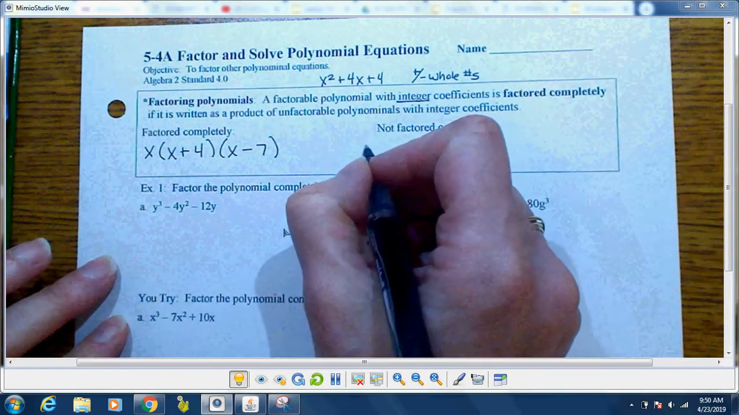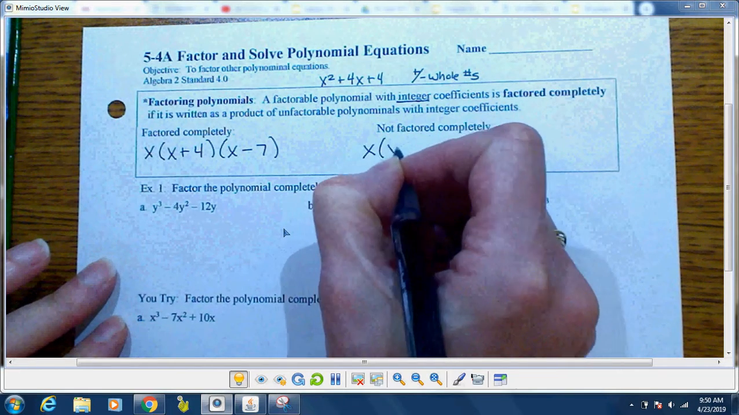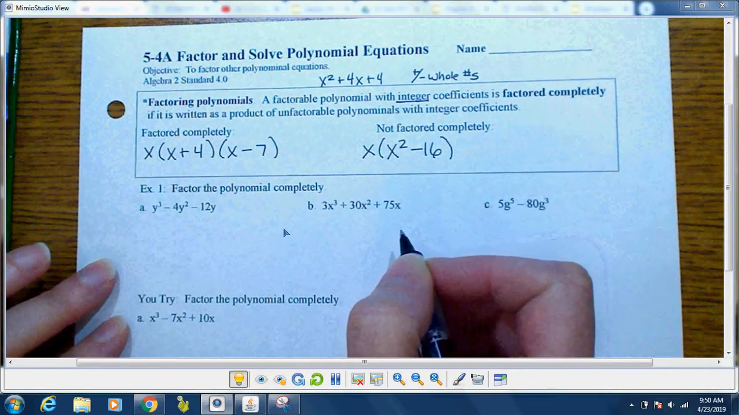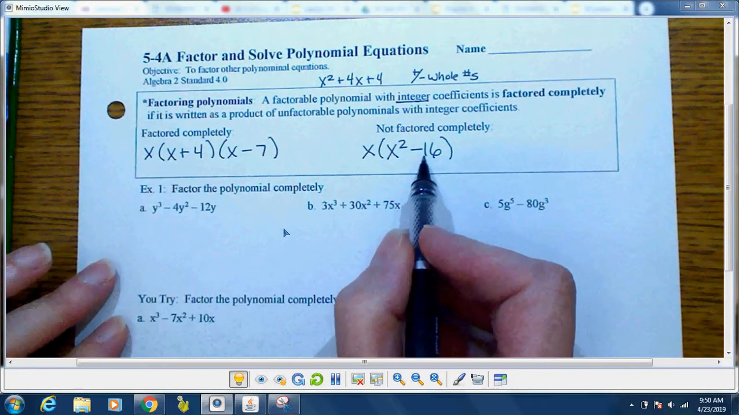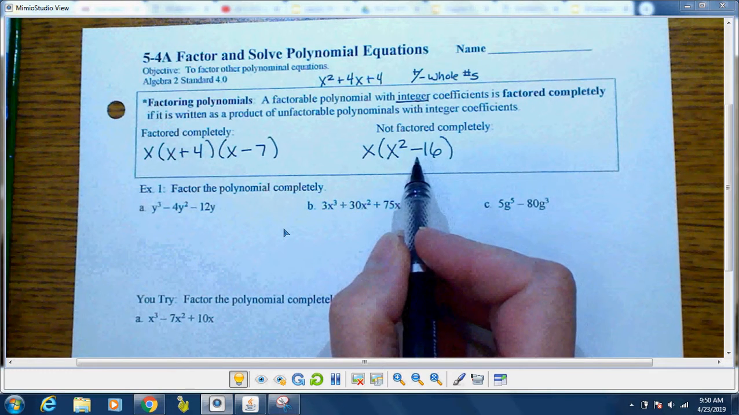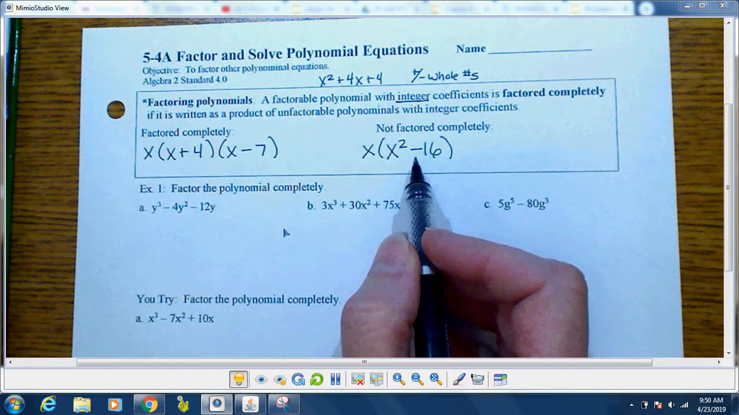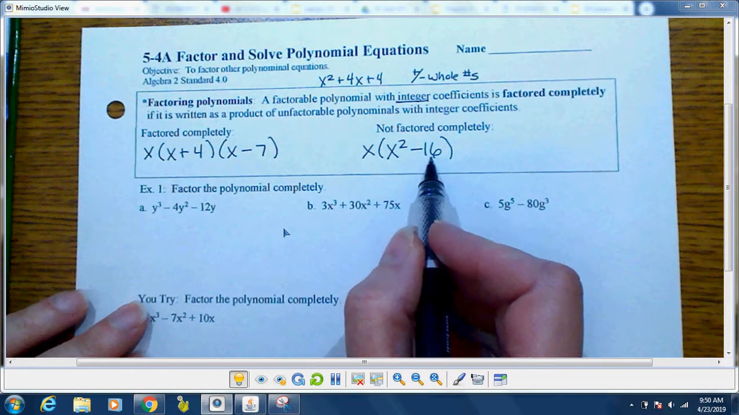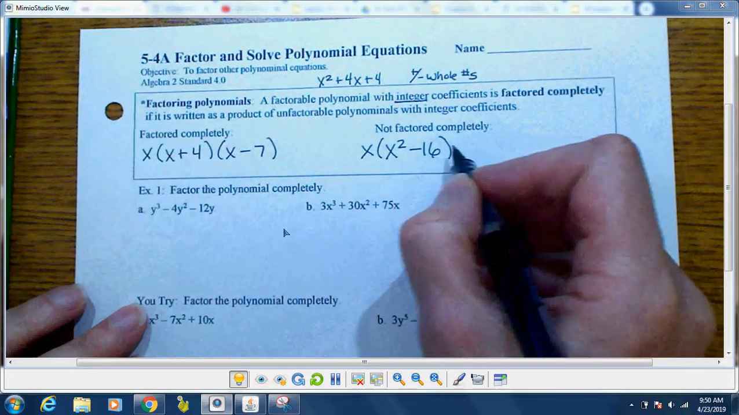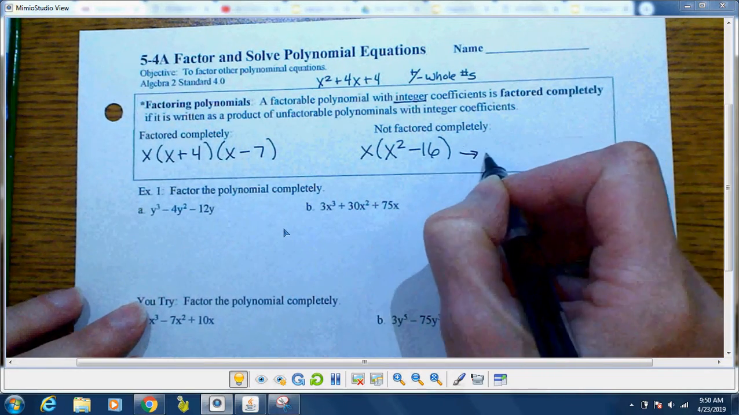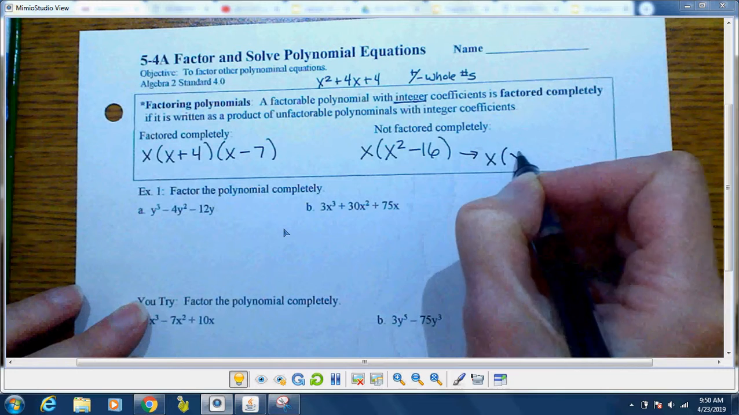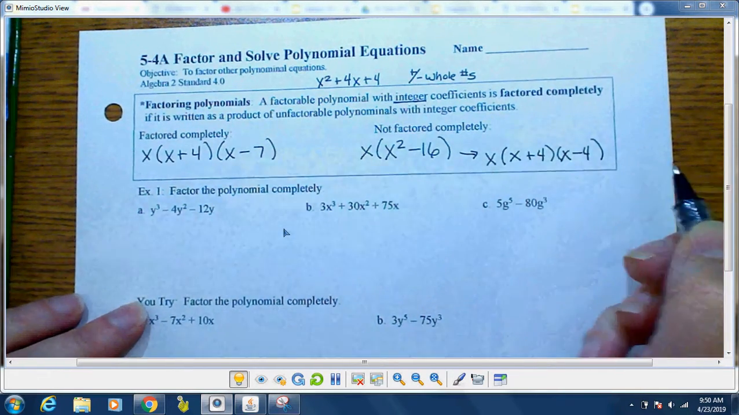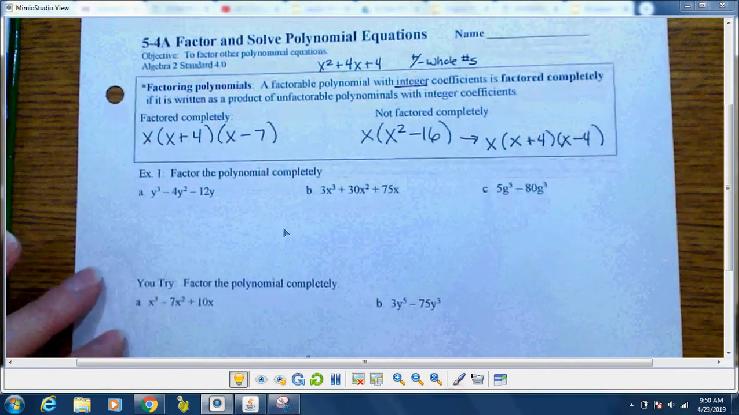Here's something that's not factored completely. X times x squared minus 16. And the reason why that's not factored completely is because this x squared minus 16, that's one of those special patterns that we've been talking about all year. It's called the difference of two squares pattern. This can get broken down more. So this can go to x times, and the difference of two squares, x plus 4, x minus 4. Okay? All right.